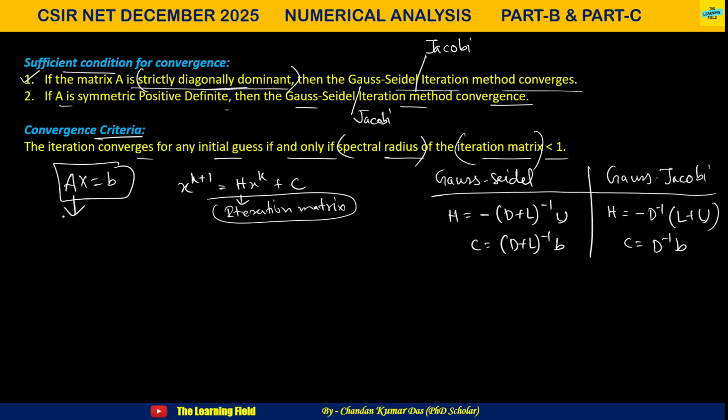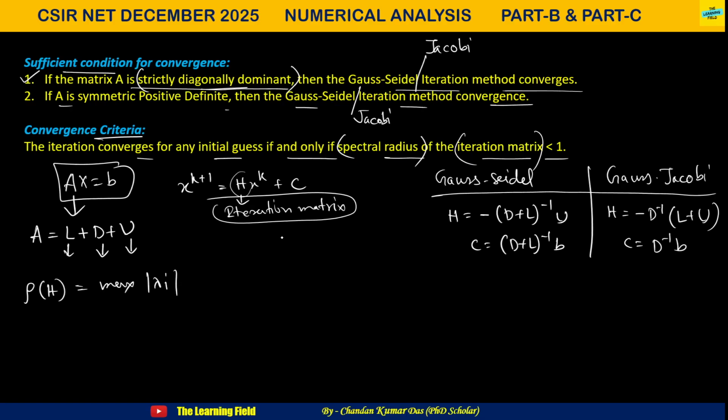So A is actually written in this decomposition: A can be written as L plus D plus U. L is a lower triangular matrix, D is the diagonal matrix, and U is the upper triangular matrix. You have to calculate these things to find the spectral radius. Now, what is the spectral radius? Spectral radius is generally denoted as rho of the iteration matrix H. This is equal to the maximum of modulus of lambda i.